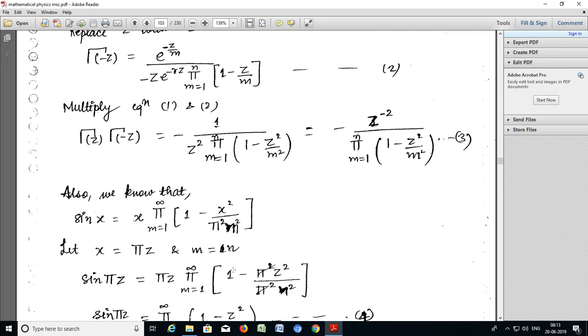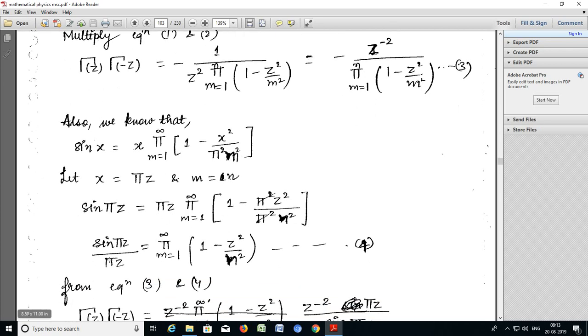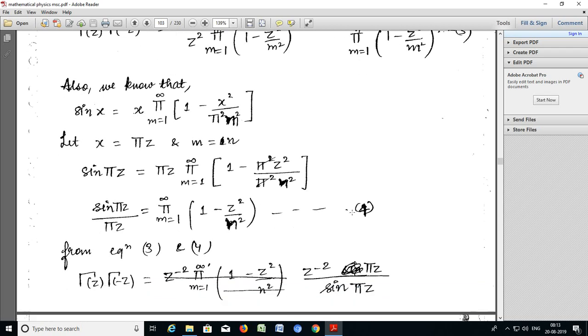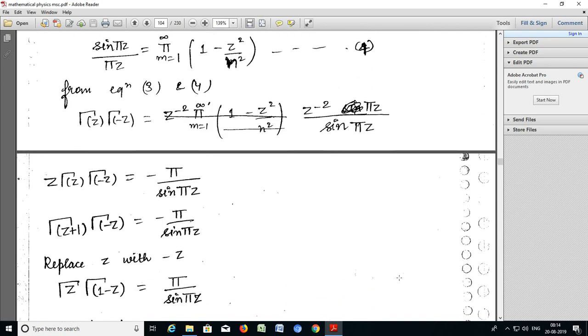Now also we know that sin x can be written as x product m equal to 1 to infinity of 1 minus x square upon pi square m square. Let x is equal to pi z, m is equal to n. So this can be written as sine of pi z equal to pi z product 1 to infinity of 1 minus pi square z square upon pi square n square. Or take this term to the left hand side, you can write this as equation number 4. So you can check it, this whole term is equal to sine of that. Put it into equation number 3.